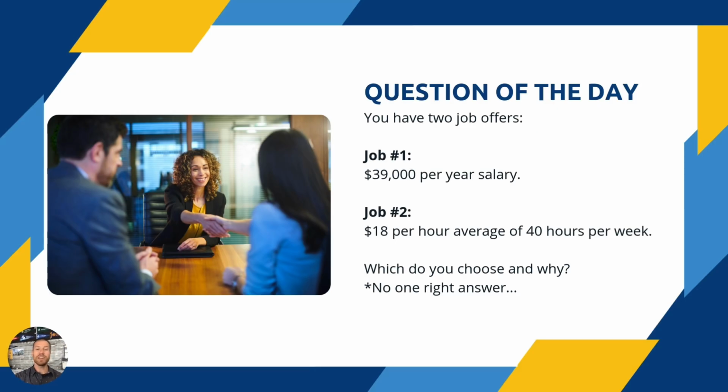Problem of the day. You've got two job offers. You're highly skilled, highly qualified. You're still in high school. These two job offers are as follows. One of them says, hey, you could earn $39,000 per year as a salary. Job offer number two says you could earn $18 per hour with an average of 40 hours per week. Let's assume this is over summer and you have 40 hours per week to work. Which one do you choose?